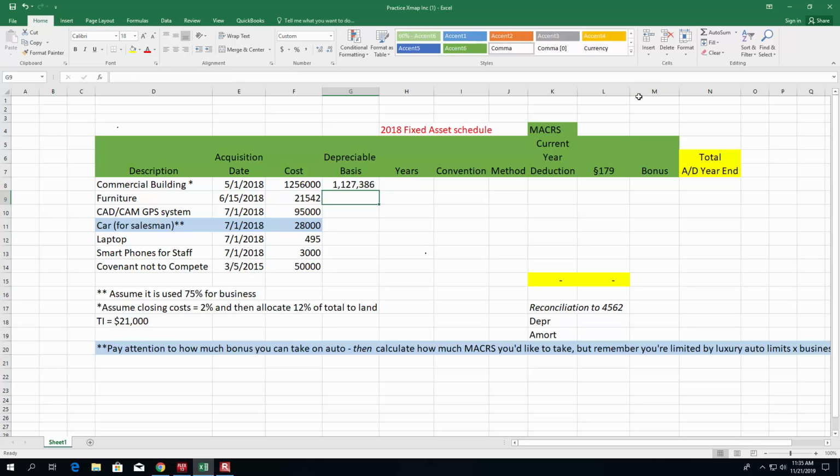Is that what you guys got for depreciable basis on the commercial building? Yeah. Great. So I popped it up by 2% because I had to add the closing costs onto the basis, right? But then only 88% of it is depreciable because the other 12% is allocable to land. Does that make sense?